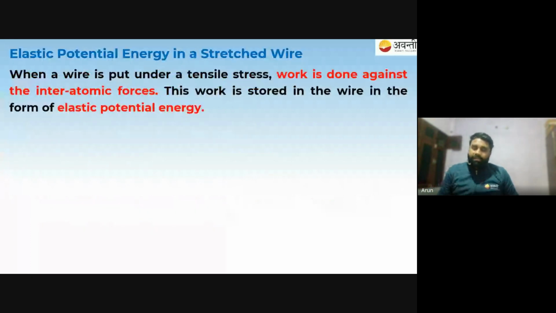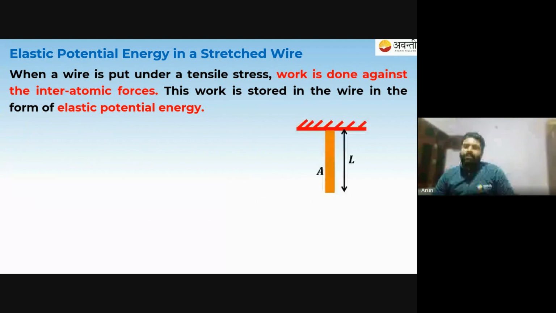Now, elastic potential energy in a stressed wire. This is the final topic of this chapter. We are going to see how the elastic potential energy will vary for a stressed wire. So when a wire is put under a tensile load, the work is done against the interatomic forces. We know that. This work is stored in the wire in the form of elastic potential energy. Same as the spring. When we stress the spring, we have done work against the spring force. So that energy will be stored as the spring potential energy.